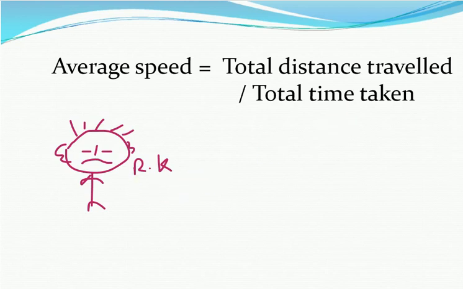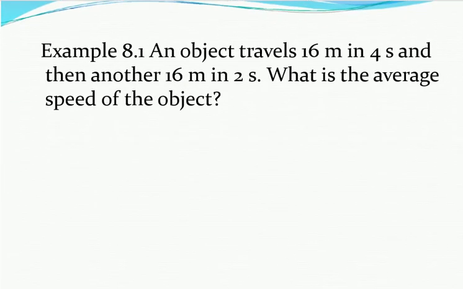Now keeping this in mind, see there is an example. An object travels 16 meter in 4 seconds and then another 16 meter in 2 seconds. So there is some point A. From point A to point B it's 16 meter. From point B to point C is also 16 meter. In the first 16 meter, from point A to point B, the object takes 4 seconds. In the second 16 meter, from point B to point C, the object takes 2 seconds.